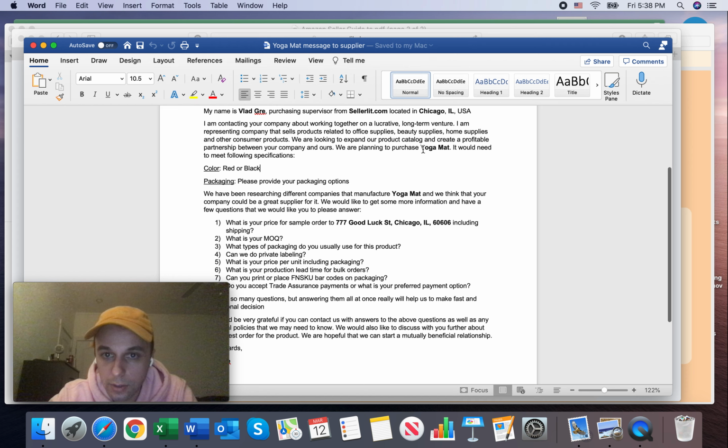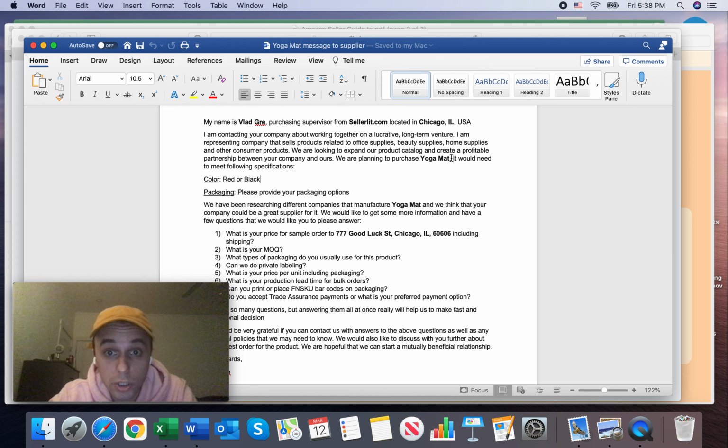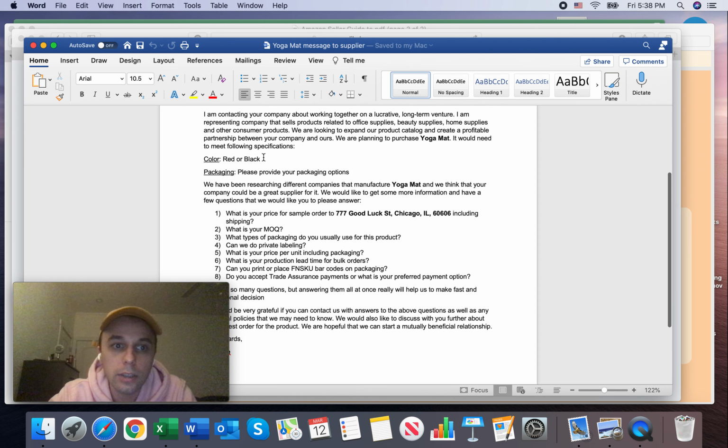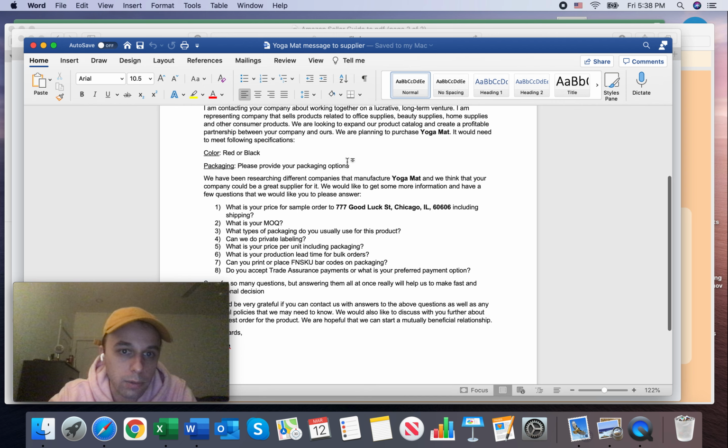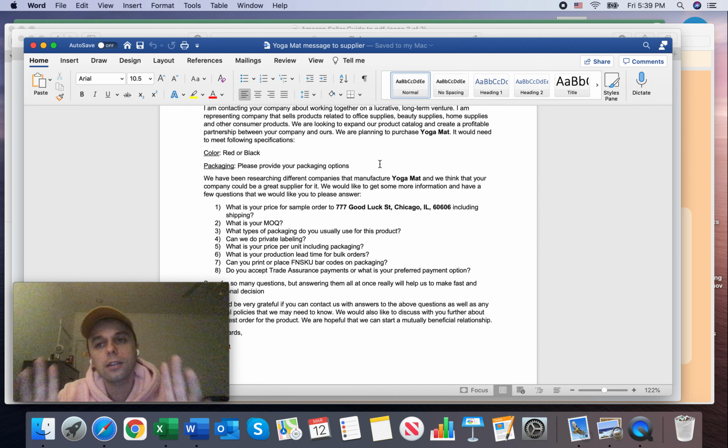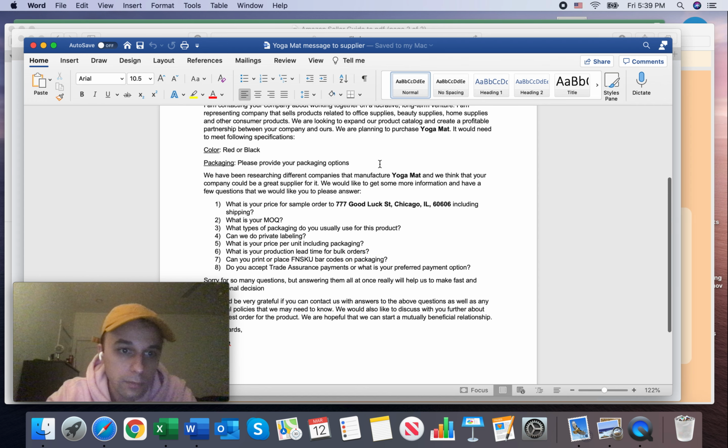So whatever product you're looking for, you would just change this yoga mat to whatever you're looking for. Garlic press, I don't know, shake meal shakers, whatever. It would need to meet following specifications. I put color, red or black, and packaging. I'm just asking the suppliers to provide me with what packaging options they have. Please provide your packaging options. What does it mean? I'm basically asking the supplier to explain to me what they use as the product packaging and if I can use it for my product.